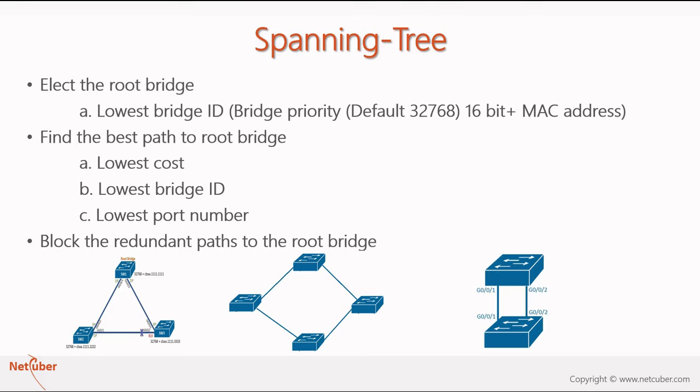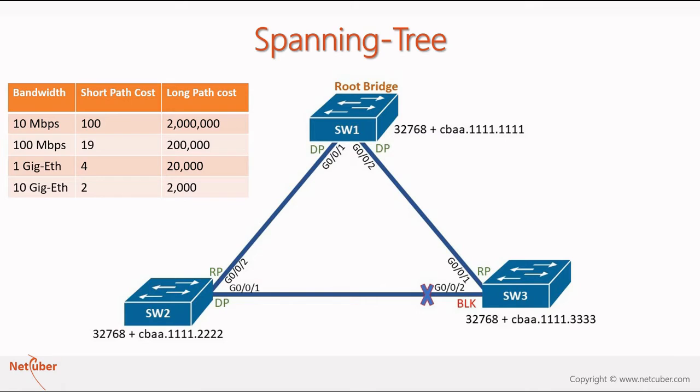Okay, and the last process is to block all the redundant paths. So at the end, a switch will have only one logical path to reach the root bridge. How a spanning tree works: after root bridge election, every switch must have a best path to the root bridge.